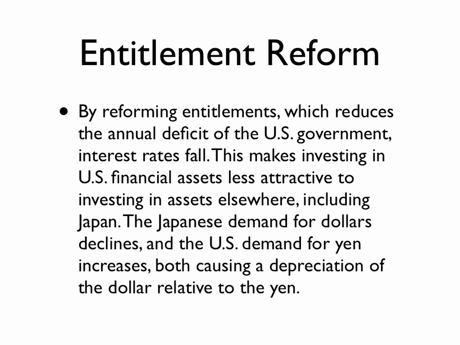Lastly, by reforming entitlement and reducing deficits, that means the government is not borrowing as much, which means interest rates are now lower. That has the opposite effect of the last example. Now fewer and fewer people, Japanese included, want to invest in U.S. financial assets. Therefore, they don't need our dollars as much. The demand for dollars decreases, which means simultaneously the supply of yen decreases in the yen market. The value of the dollar depreciates relative to the yen.